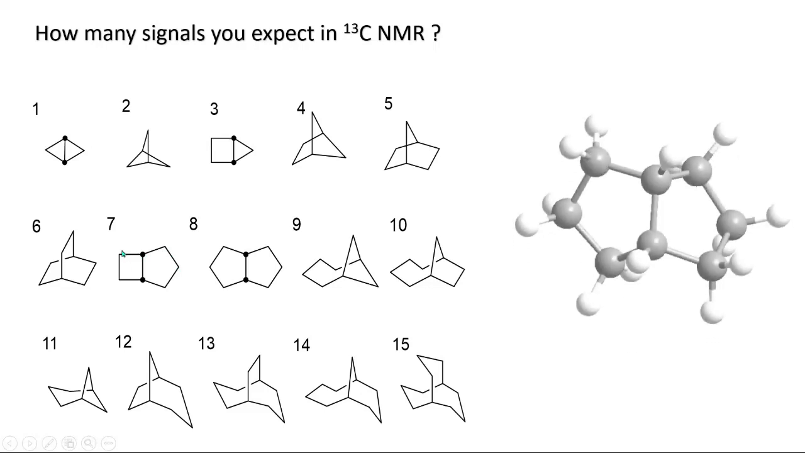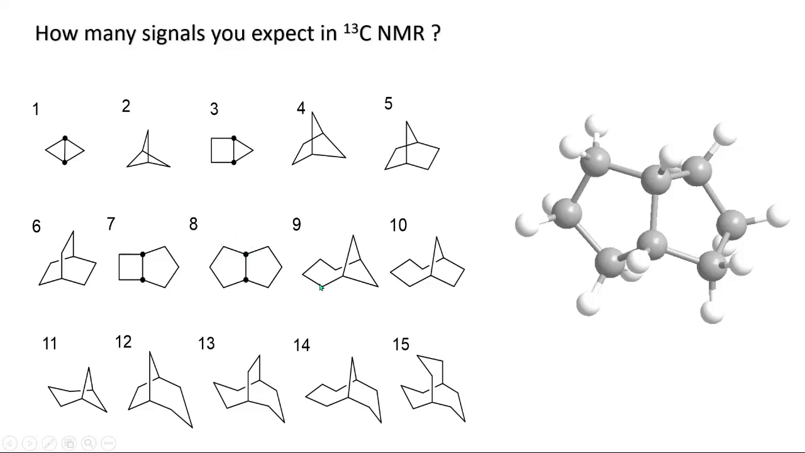Now come to molecule number 8. You can pass through a plane of symmetry like this and also a plane of symmetry like this. So we will get 1, 2, 3. 3 signals for this molecule.